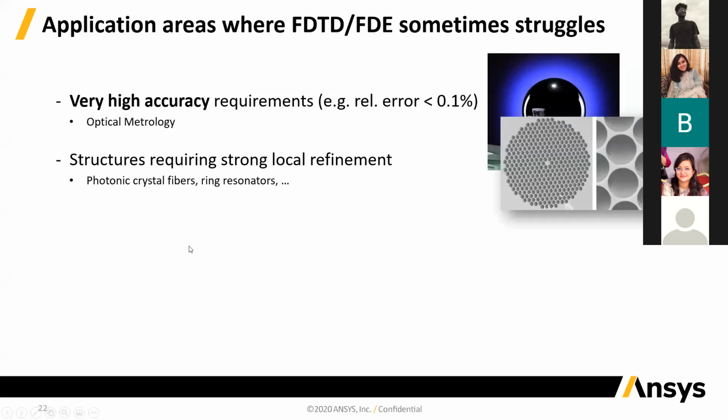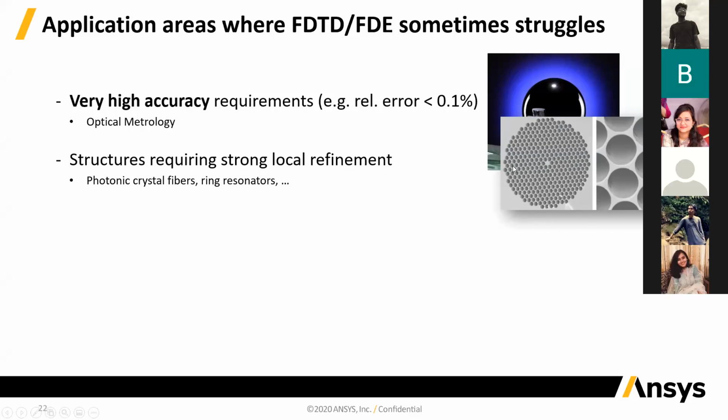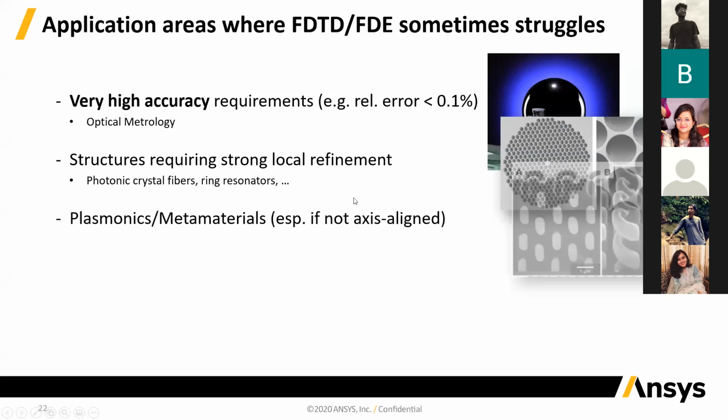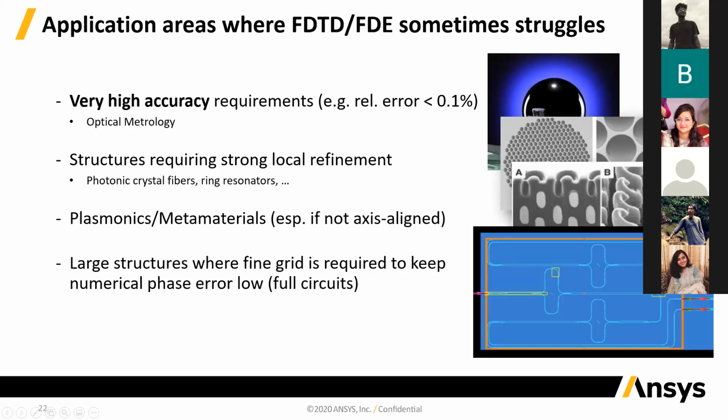Structures that require strong local refinements. So the ring resonator example that we saw earlier, photonic crystal fibers, these types of devices, in order to accurately model these holes, you need a very fine mesh here. But because of the way the finite difference mesh works, if you make the mesh fine at the location of these rings, your mesh is fine everywhere, and that makes the simulation very large. Plasmonics, metamaterials, where you have unique, complex structures that are curved and not axis aligned. In these cases, FDTD and FDE simulation can be challenging.